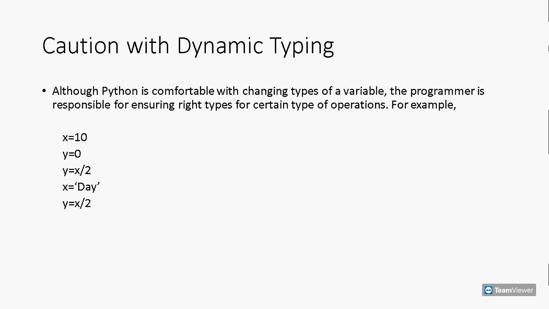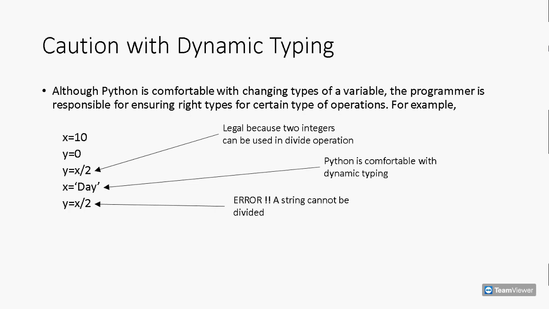Caution with dynamic typing. Although Python is comfortable with changing types of a variable, the programmer is responsible for ensuring right types for certain type of operations. For example, x = 10, y = 0. The above two statements are just assigning two values 10 and 0 to the two variables x and y respectively. y = x / 2. This statement is legal because two integers can be used in divide operation. x = "day". Python is comfortable with dynamic typing, so we are able to assign a different type of value to the variable x, which earlier had an integer assigned to it.